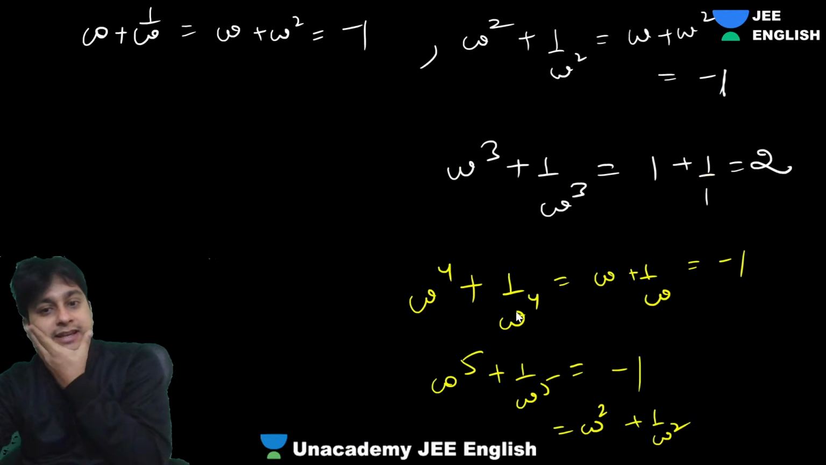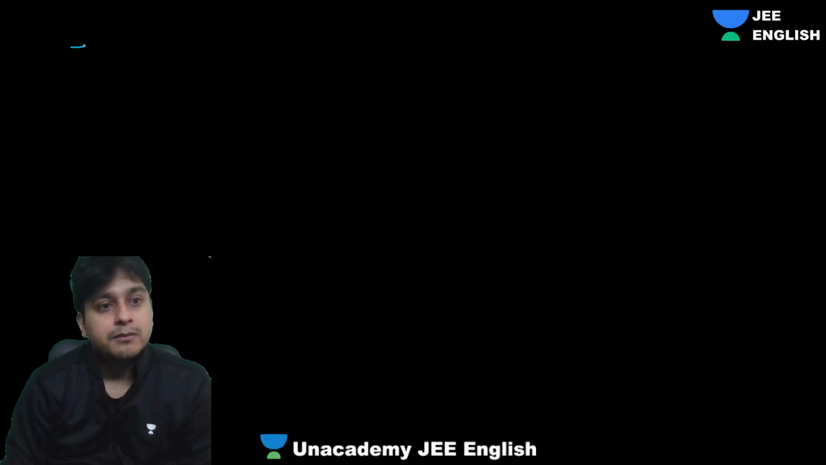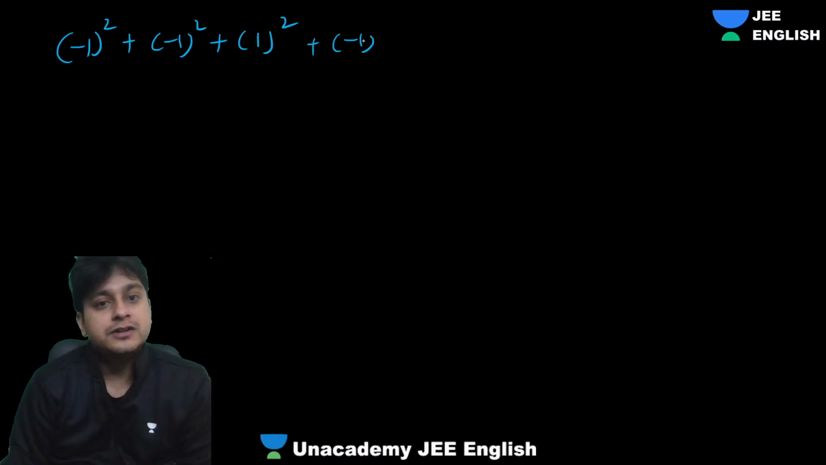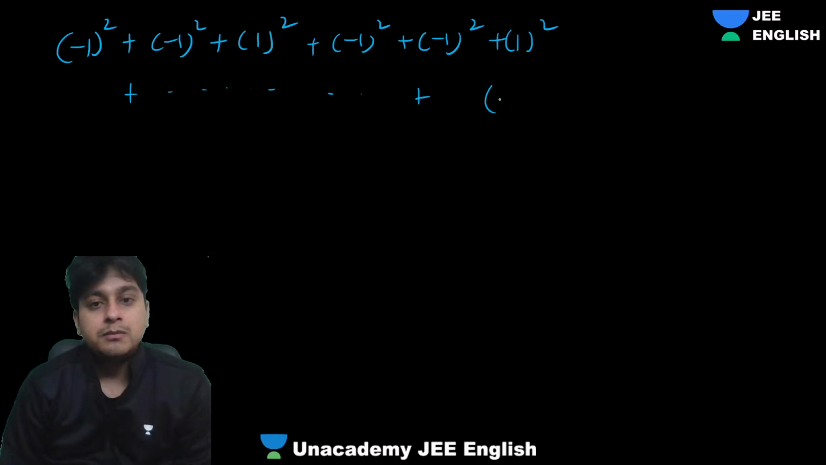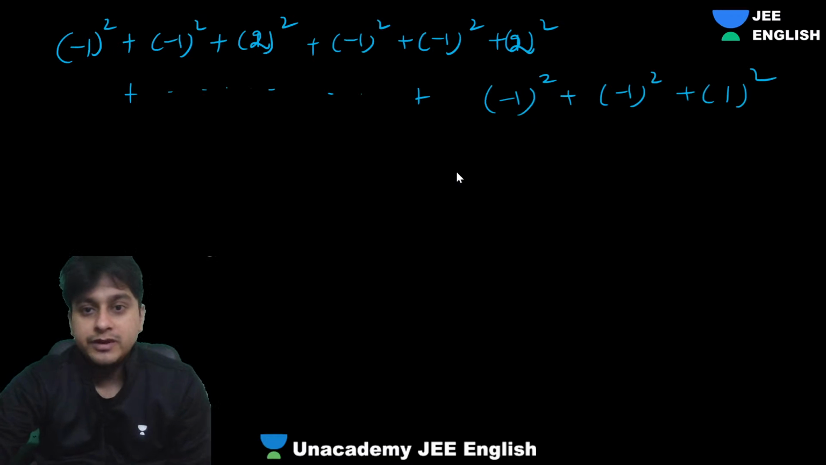So what are we getting, guys? If you look at this carefully, the whole trend will be like this: minus 1 square plus minus 1 square plus 1 square, then minus 1 square plus minus 1 square plus 1 square, and so on till we get minus 1 square plus minus 1 square plus 1 square. Sorry, this will be 1 plus 1, 2. My mistake, it is 2, because omega cube plus omega cube is 2. Then we got 2 here.